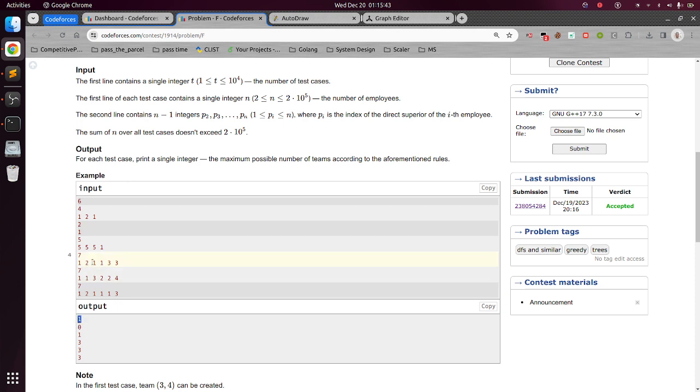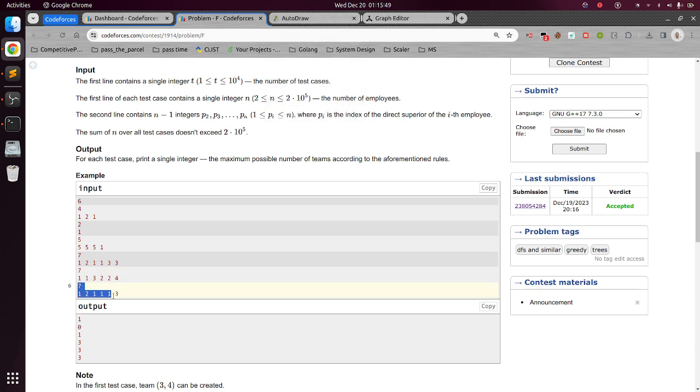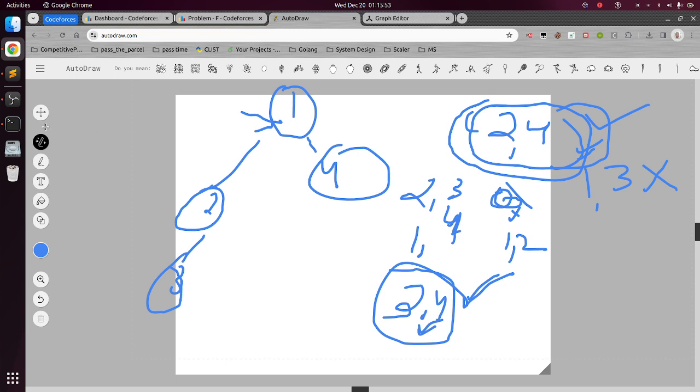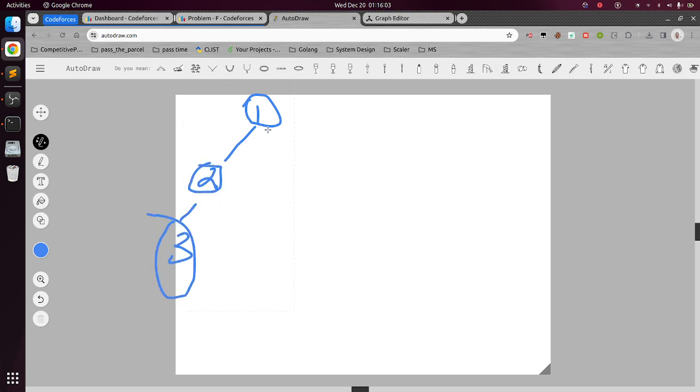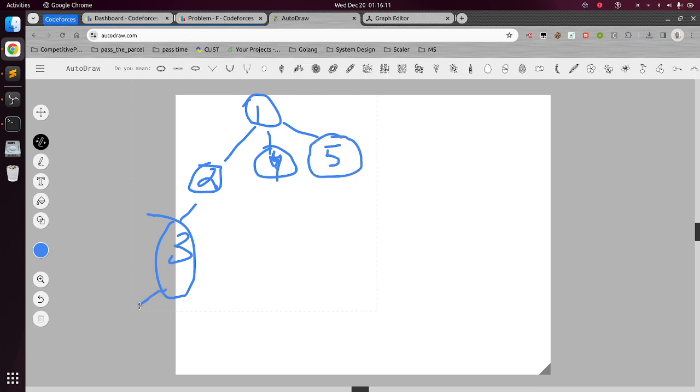Yeah, like this. Now we will take this example, 1 2 1 1 3 3, or basically you can say this example as well, 1 2 1 1 3 3.